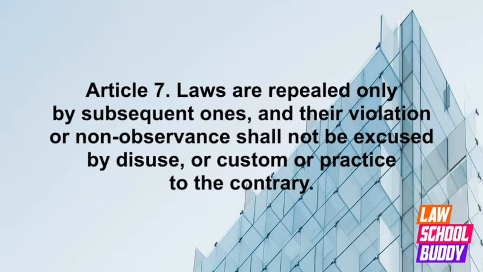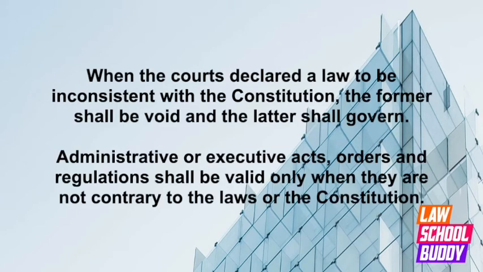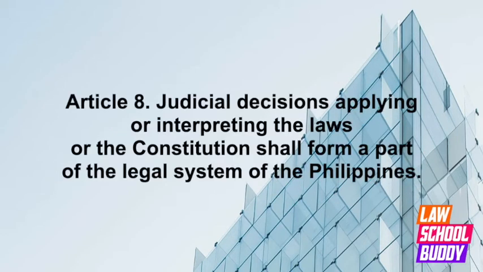Article 7. Laws are repealed only by subsequent ones, and their violation or non-observance shall not be excused by disuse, or custom or practice to the contrary. When the courts declared a law to be inconsistent with the Constitution, the former shall be void, and the latter shall govern. Administrative or executive acts, orders, and regulations shall be valid only when they are not contrary to the laws or the Constitution.